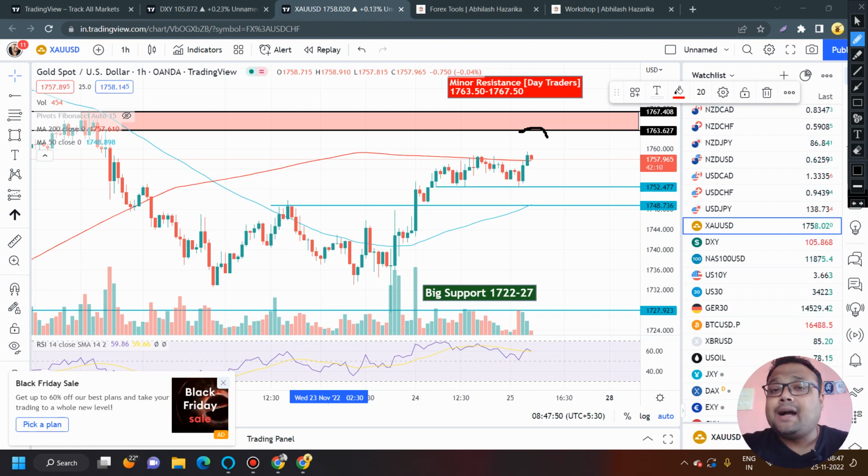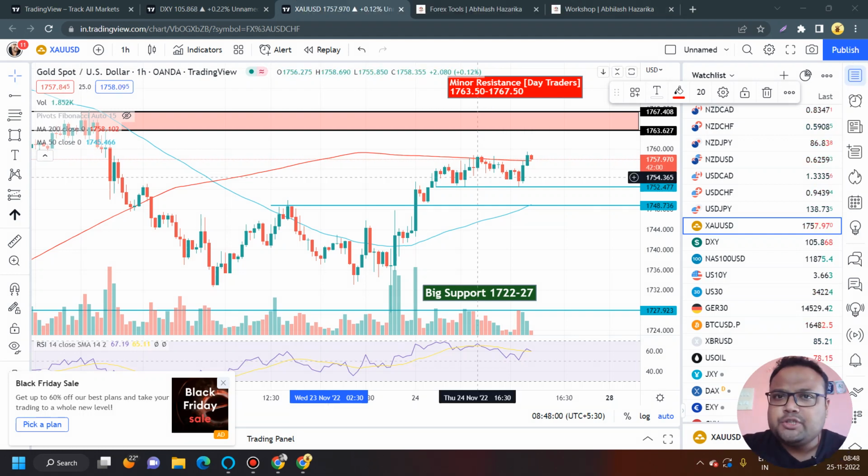Once you see the market is reversing, market is showing price rejection from above, you can go for a sell position. And how much you can expect? At least you can expect 30 to 40 pips.